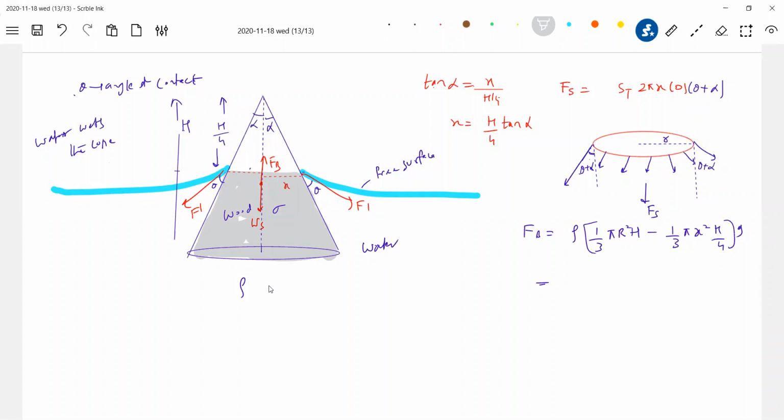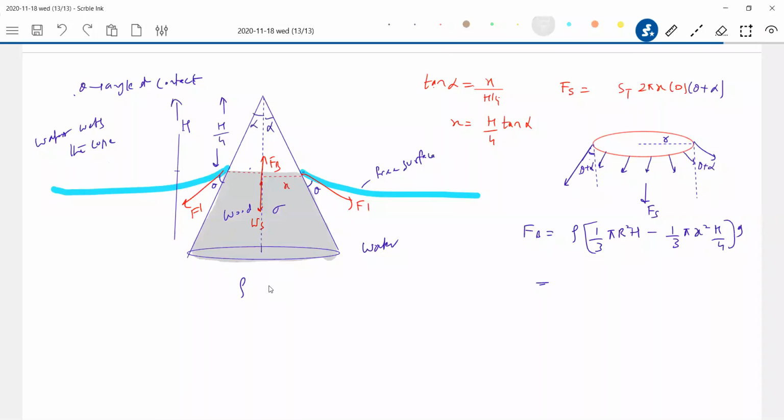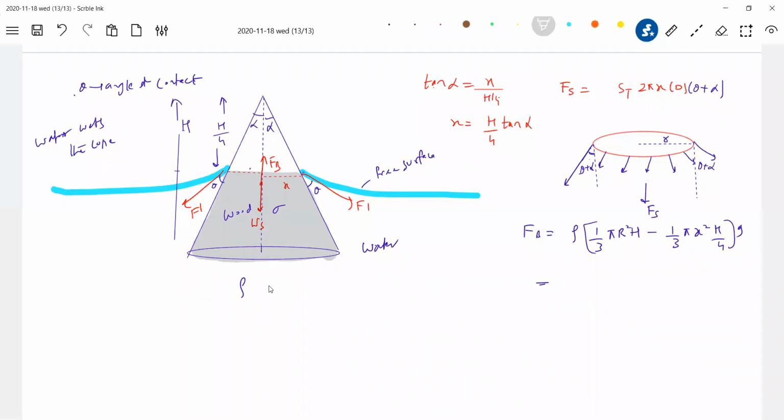Okay, now we got the buoyant force, so we know the weight of the solid, but we don't know the radius. So from where are we bringing the radius? What is the radius? This is the radius we have assumed. So actually, what is it again? Tan alpha. Or again you should replace this one with tan alpha. We know x equals h by 4 tan alpha. Fine. So you replace that, and you'll get the buoyant force.